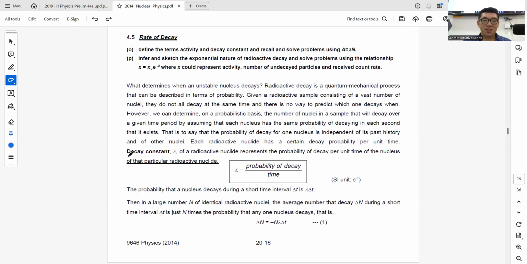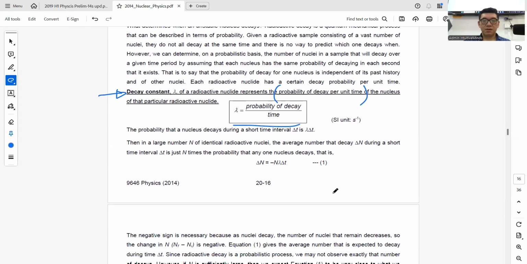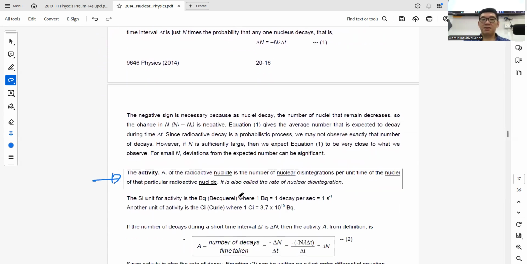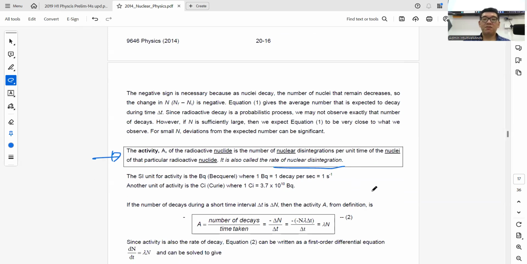We have definitions that you need to remember, which is decay constant, taking note that this is probability of decay. All right. And we have the formula as well. And we have the next one, which is the activity, also something you need to remember, rate of nuclear disintegration. Okay, but these are all very complicated terms and it's not easy to remember. But if we were to relate this to something as simple as rotten oranges, it's much easier for you to understand and remember. Okay, so let's go with that.